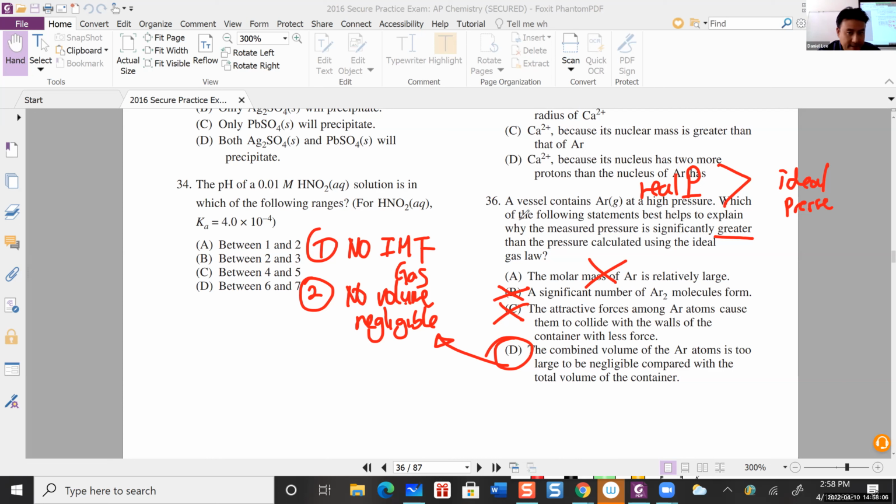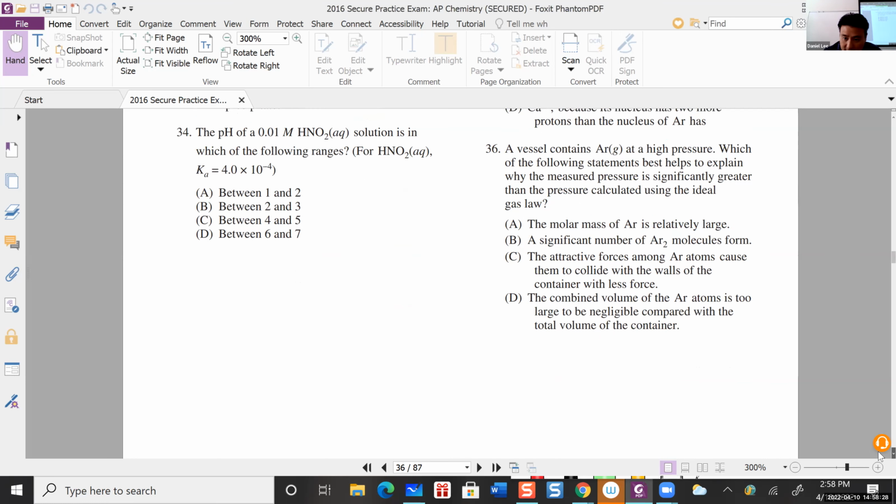It's not the molar mass, okay? The ideal gas assumption talks about the actual gas volume being negligible. It never talked about molar mass at all. You just want the particles to be small. The smaller, the more ideal, volume-wise, not molar mass-wise, yeah? Usually they're related, but ideal gas does not talk about molar mass, okay? So D is the answer for 36. Let's look at 37.